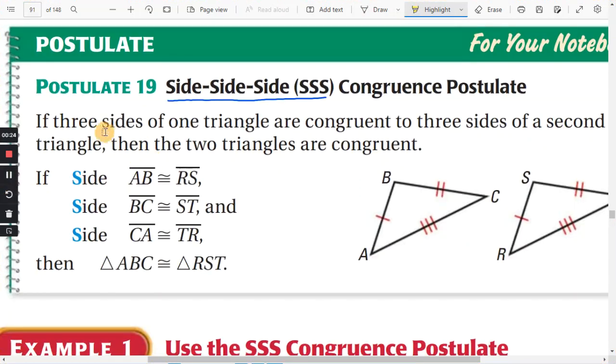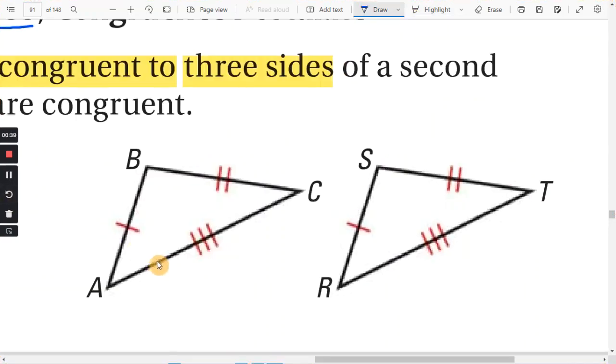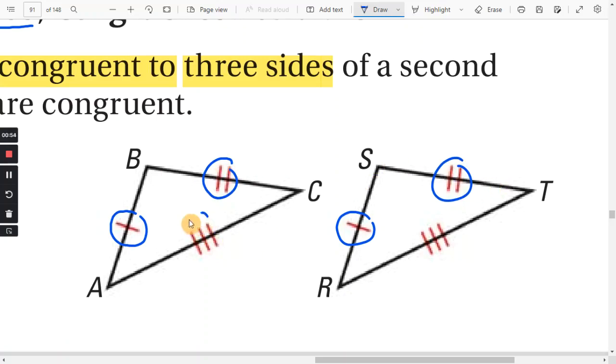In this method, you want to prove 3 sides of one triangle congruent to 3 sides of another triangle. It's pretty simple. So if you look at the diagram here, based on the tick marks, we have this side, which is AB, congruent to this side, which is RS. This side, BC, matches this side, ST, and this side, AC, matches this side, RT. So all 3 sides are congruent.